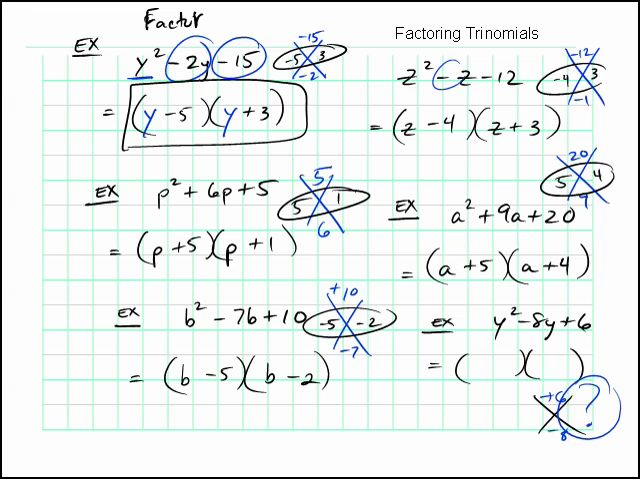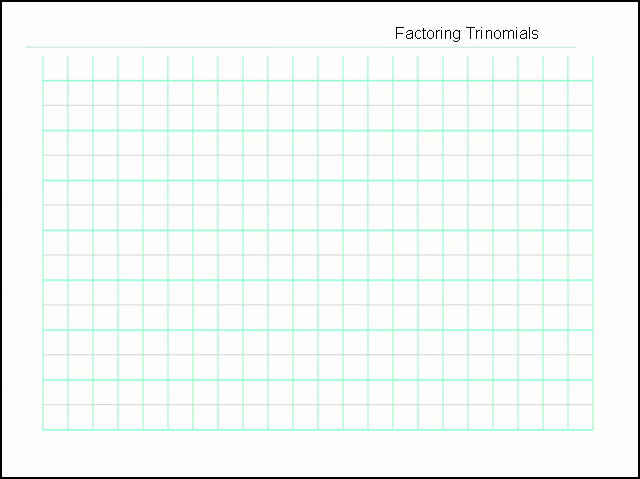Well, if you cannot factor a polynomial, then what we do is we call that polynomial prime. And this is an example right here of a prime polynomial. Okay, cannot factor. Moving on.